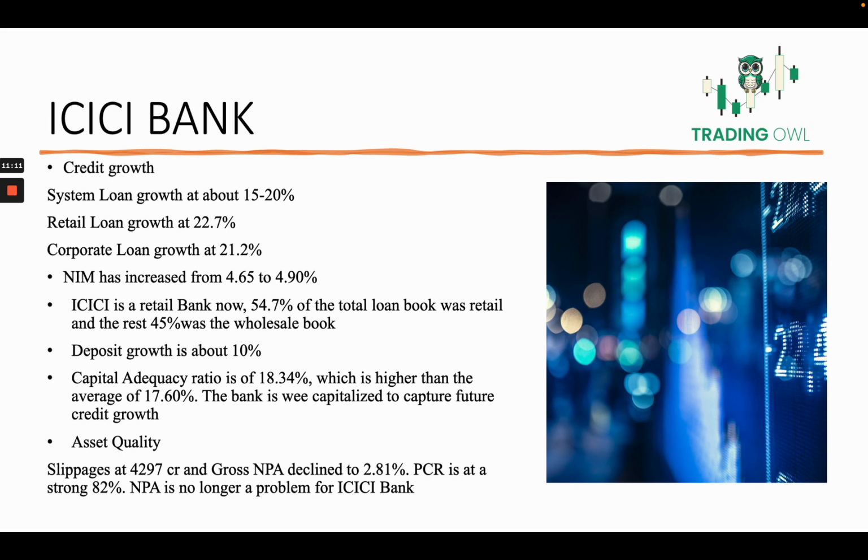Now ICICI looks more like a retail bank because 54.7% of the total loan book is retail and the rest, 45%, is the wholesale book. The deposit growth rate is about 10%, whereas the loan growth is 15 to 20%. So I guess with the numbers that ICICI Bank has released, the only thing that disappointed me is the deposit growth rate. The deposit growth rate should always be higher than the loan growth rate for a good profitability.